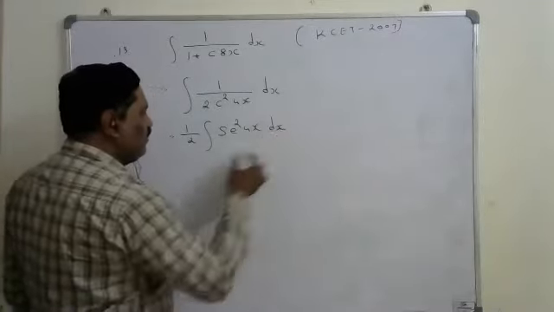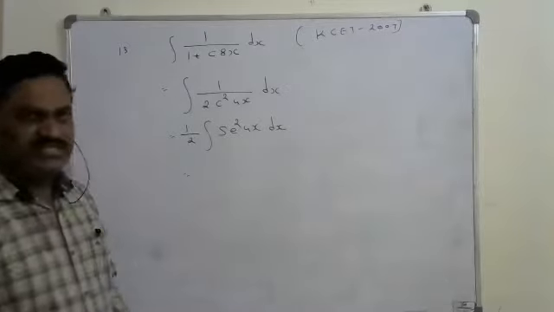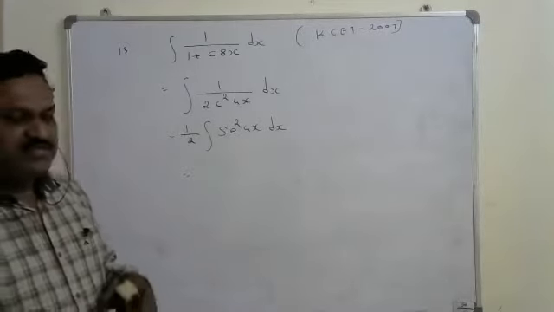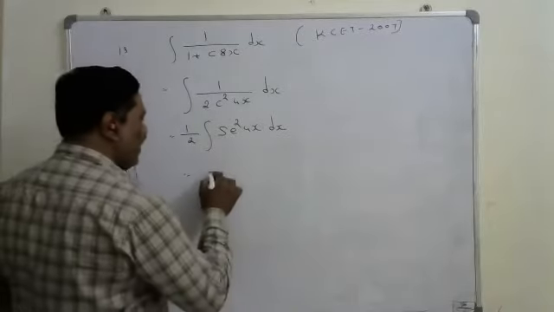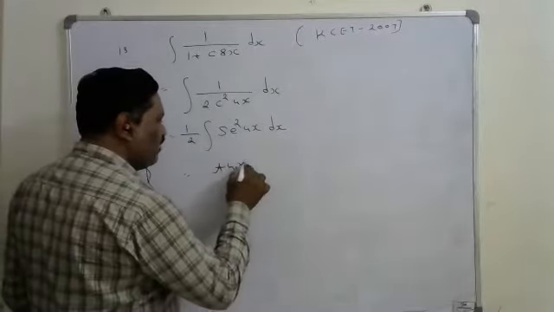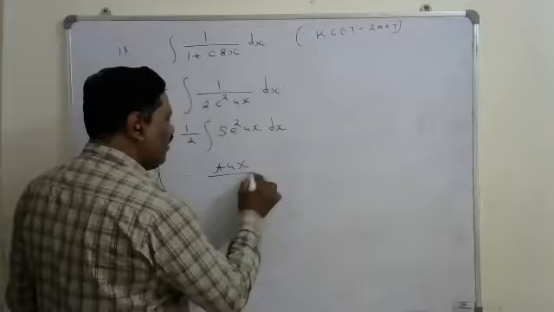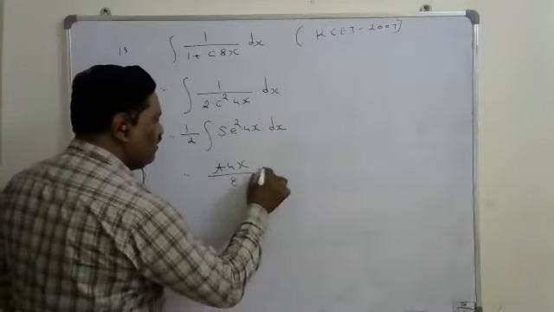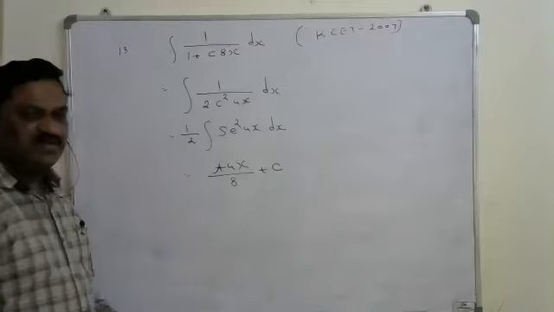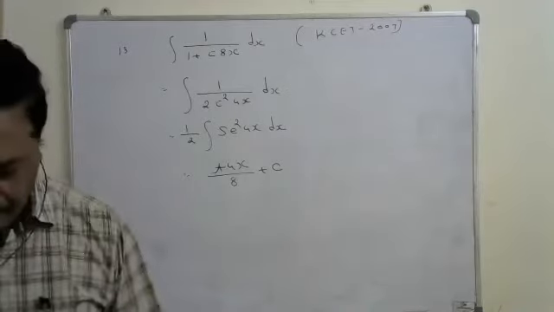Now this is 1 by 2 written outside, then 1 by cos square means secant square 4x dx. Now we know the formula: integral secant square x is tan x. That's why it is tan 4x. But where the x coefficient is 4, that's why you have to divide by 4. Already 2 is there, so 4 times 2 is 8, plus C. That is the answer: tan 4x by 8 plus C.